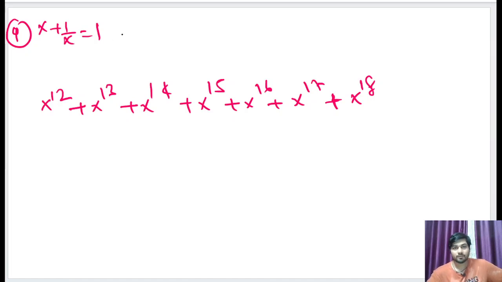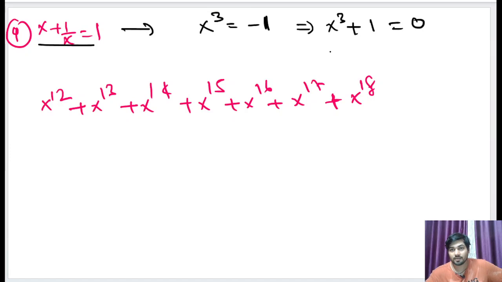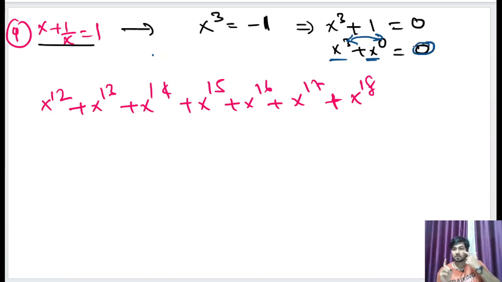See, when you see this, you can directly write that if this is given, x cube is equal to minus 1. Directly, I can write this, which means x cube plus 1 is equal to 0, right? And I can write it as x cube plus x to the power 0 is equal to 0, which means whenever the values of x are in a sum and their powers differ by 3, that is 3 minus 0 is 3, the sum of those values will be 0. The sum of those values will be 0, right?